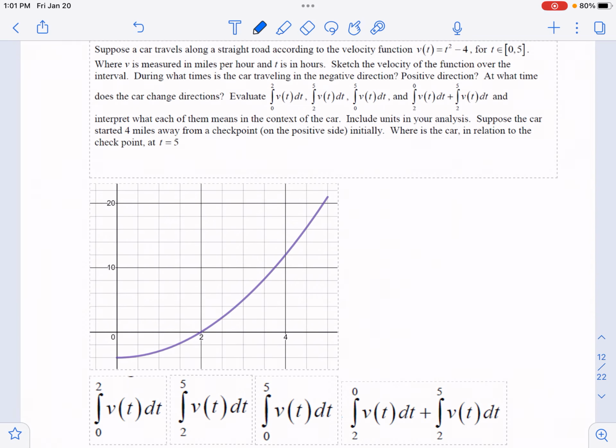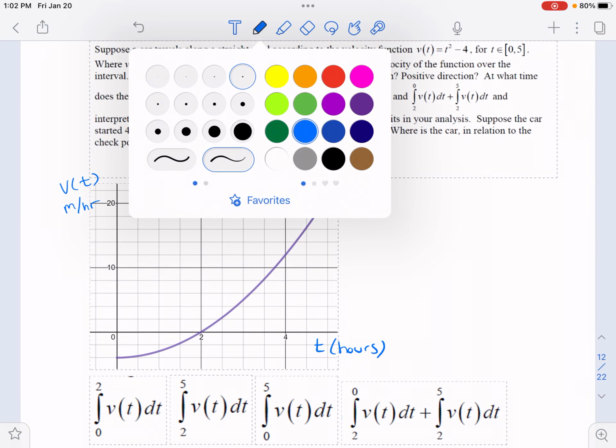Alright, in this video we're going to look at a more concrete problem, maybe to get some of these concepts under our belt, and see how the integral is used in relation to velocity. So what I have here is a velocity graph. I'm going to put t here, and the units here are hours. And my velocity is in, according to this, miles per hour. And this is my actual graph.